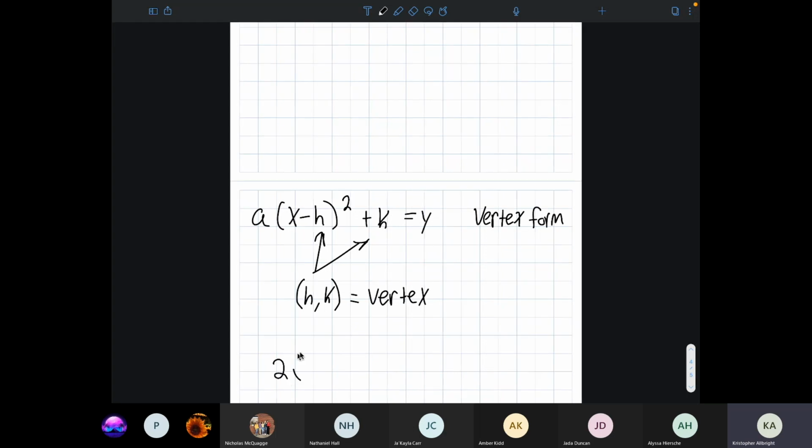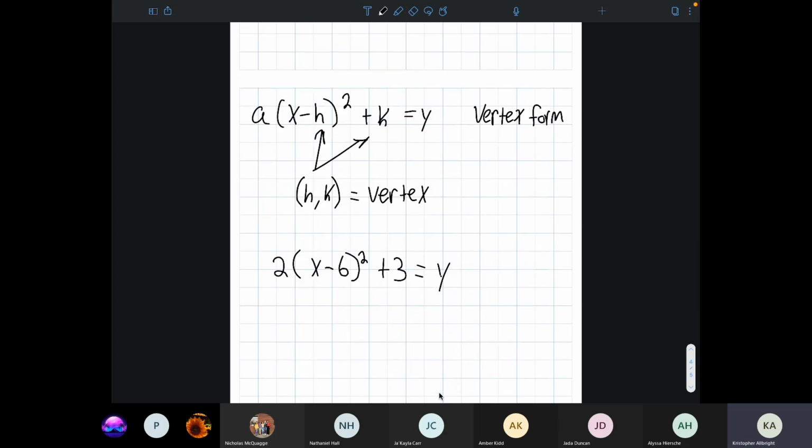If you have y equals 2(x minus 6) squared plus 3, we're going to use h and k. So we're going to take a positive 6 and a positive 3. This is our vertex for that. So when we go to graph it, all we do is plot this point, and then we find out the rest of the information about it using the rest of vertex form.